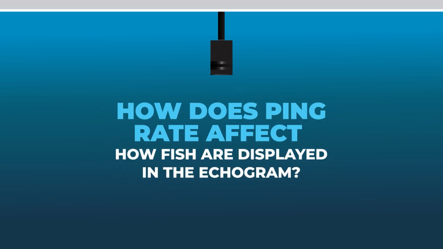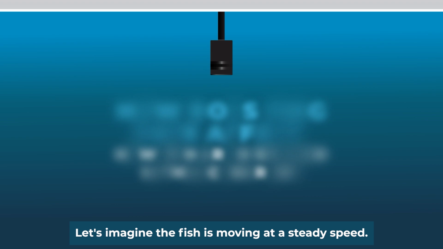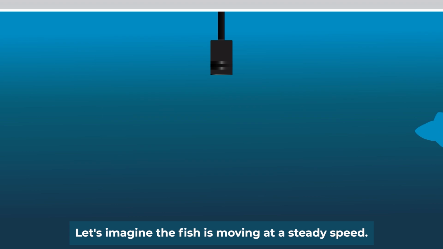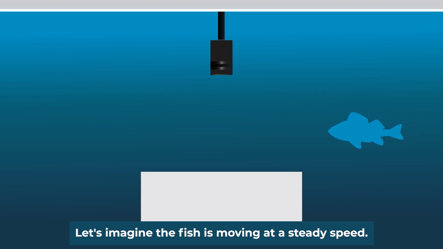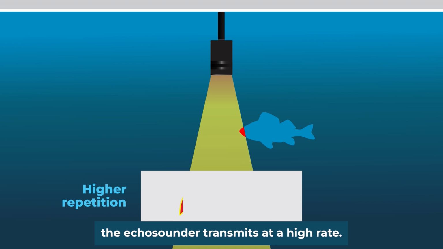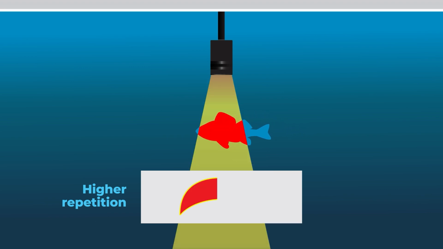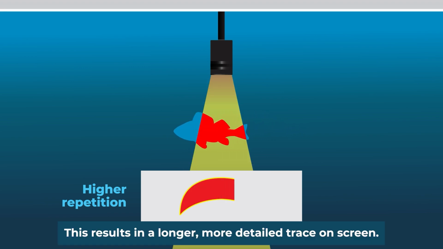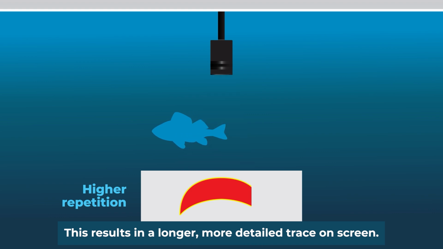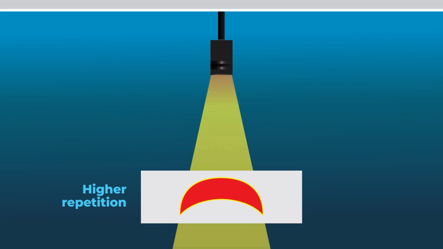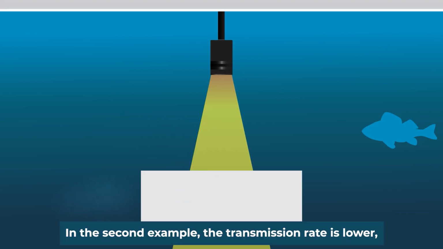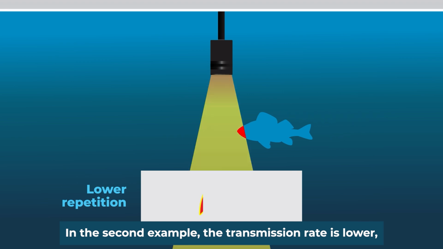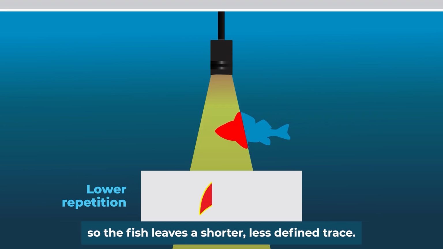How does ping rate affect how fish are displayed in the echogram? Let's imagine the fish is moving at a steady speed. In the first example, the echosounder transmits at a high rate. This results in a longer, more detailed trace on screen. In the second example, the transmission rate is lower, so the fish leaves a shorter, less defined trace.